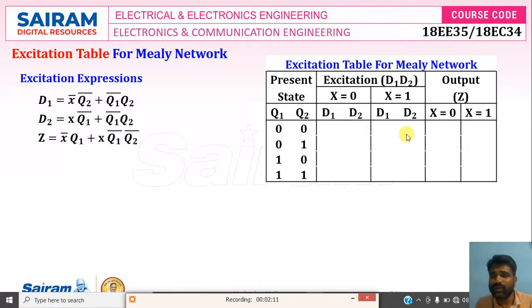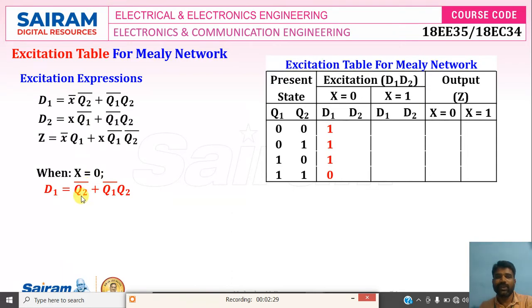To complete this, we need to consider the excitation expressions. These are the excitation expressions. As we wrote the next state, similarly here we write the excitations. By substituting x equal to 0 in the D1 expression, it reduces to q2 bar, q1 bar q2. D1 will be 1 whenever q2 is 0, and the other term will be 1 when q1 q2 is 0 1. So for 0 1 it is 1, and the remaining combinations it is 0.